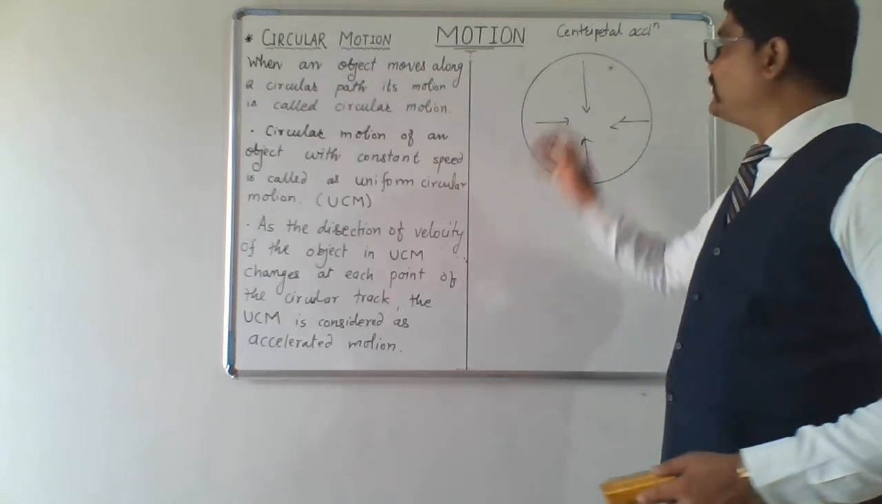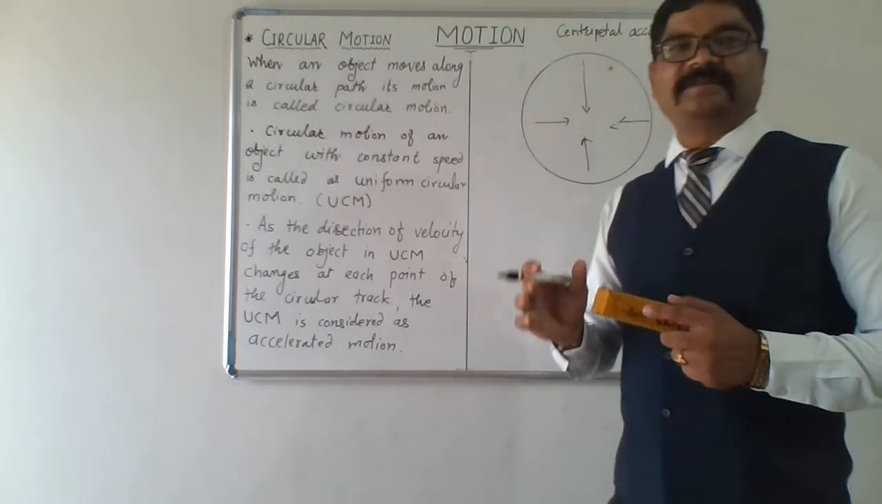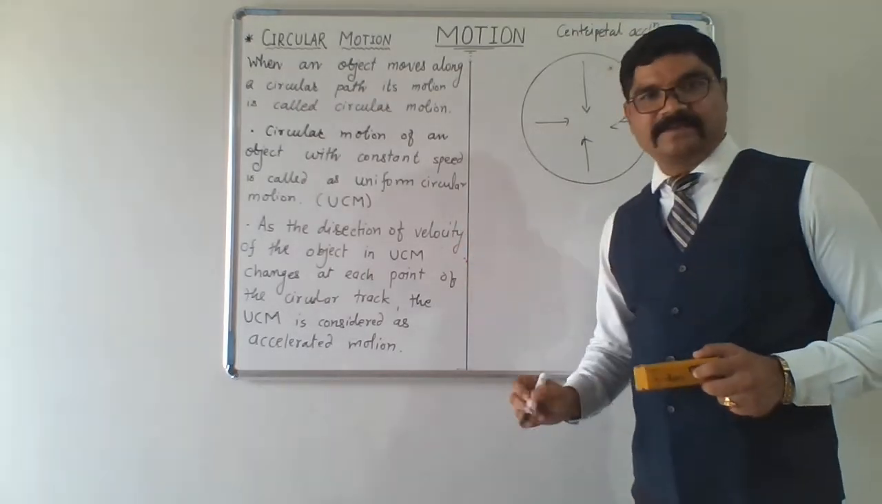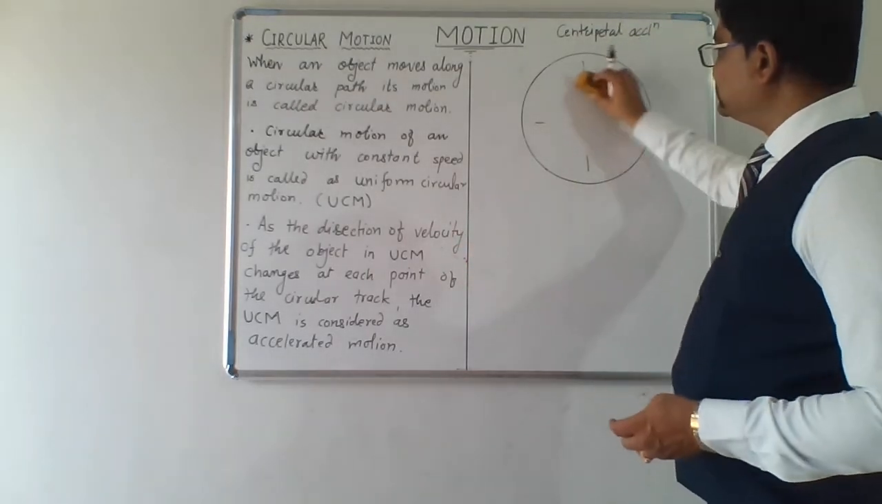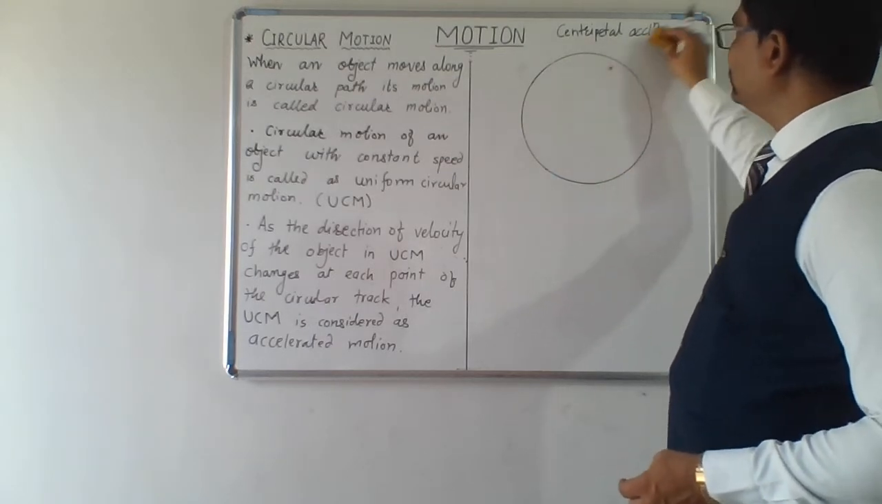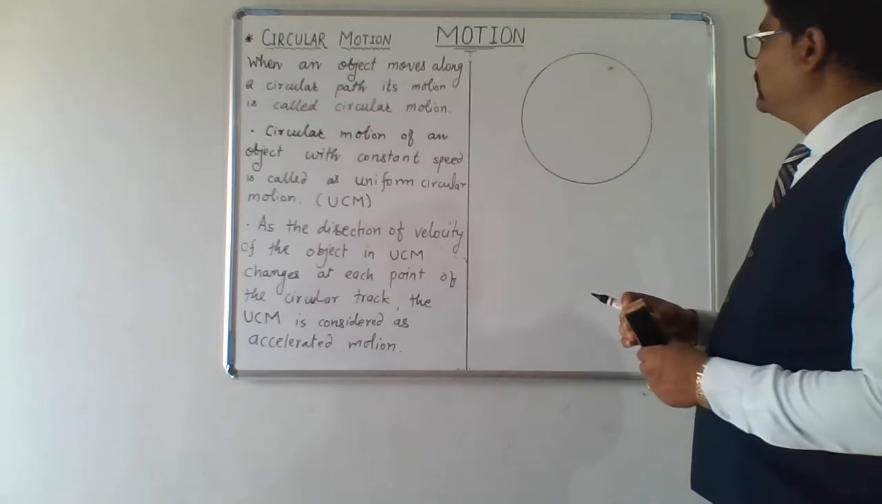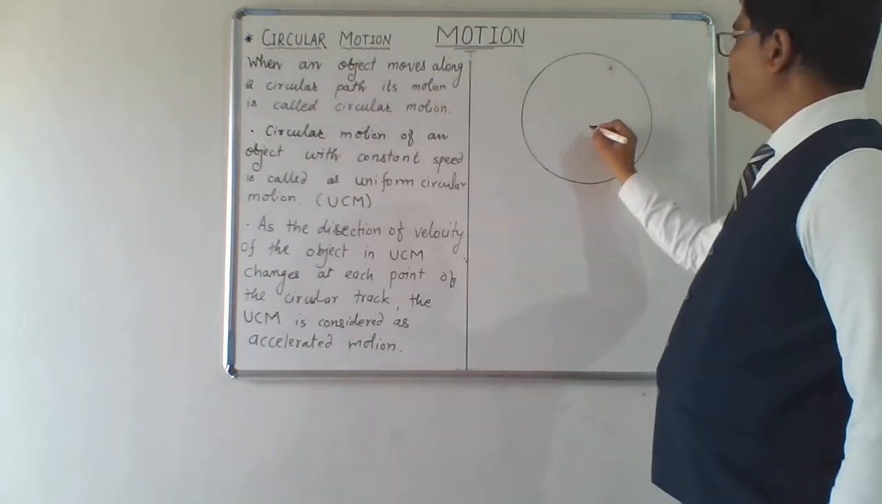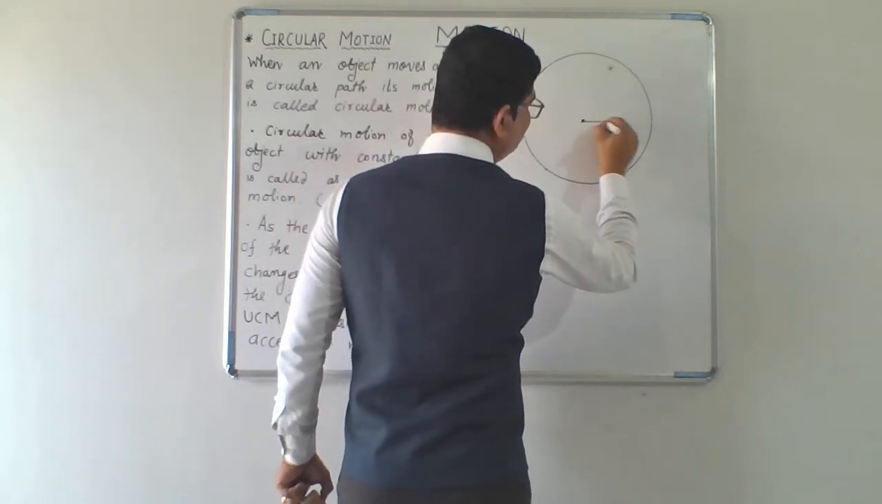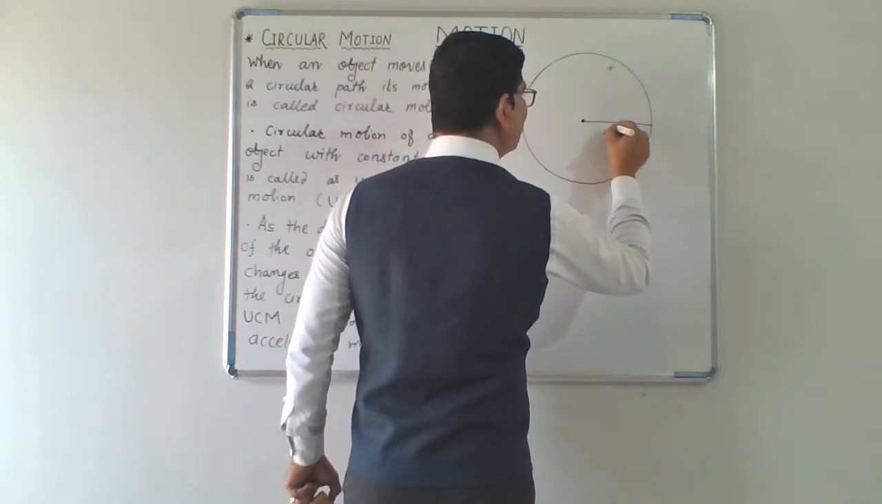But at the instant we will not consider this part. Centripetal means center seeking. But that much only you will need to remember. Now consider the motion of an object along this circular path. Let us take the radius of this circle as r.